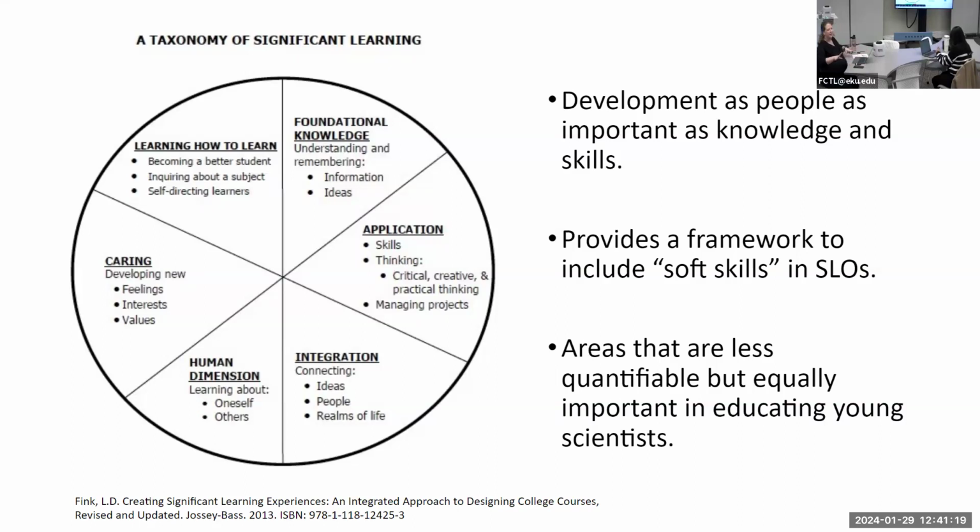Now, some areas of the university do much better with these kinds of person-based skills as opposed to just the knowledge-based ones. But in the sciences, we tend to be very knowledge-focused.